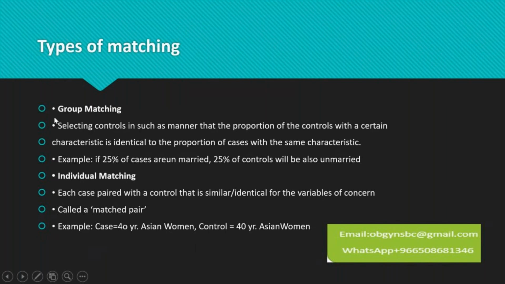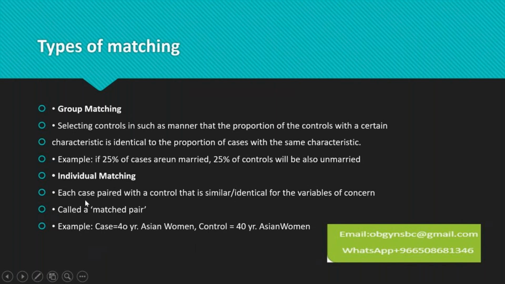Types of matching can be different, like group matching and individual matching. In group matching, we are selecting controls in such a manner that the proportion of the controls with a certain characteristic is identical to the proportion of the cases with the same characteristic. For example, if 25% of the cases are unmarried, then 25% of the controls will also be unmarried. And you have to mention all of these things in the methods section of the article.